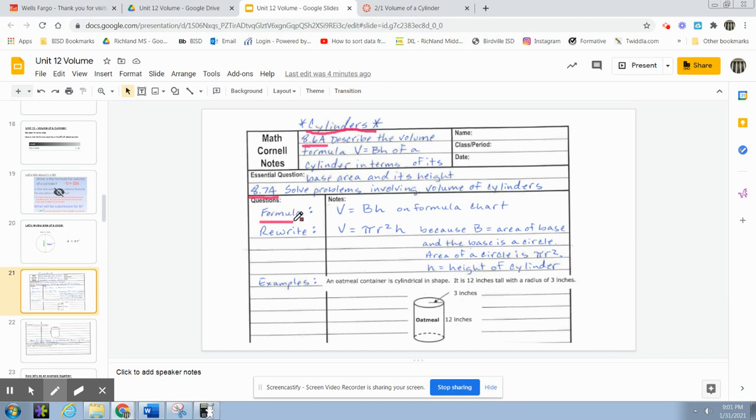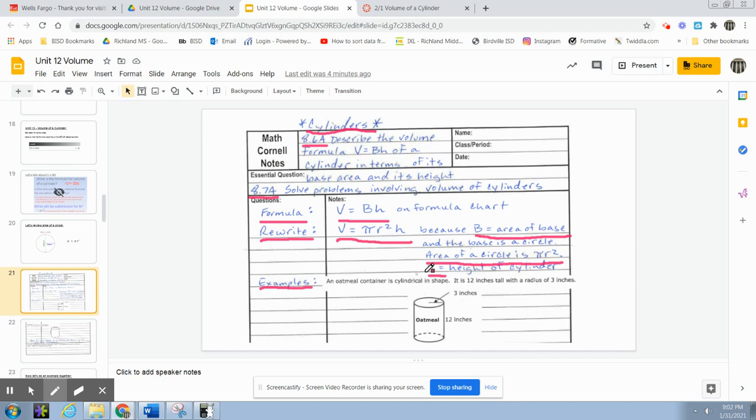The formula, this is what is on your formula chart, V equals capital B times H. And every time we see this for volume, we are going to rewrite it as V equals pi r squared H. The reason we're going to do that is because B equals area of the base. And the base is a circle, and area of a circle is pi r squared. H is the height of the cylinder, and now we can solve problems because we have everything we need. Here's our first example.